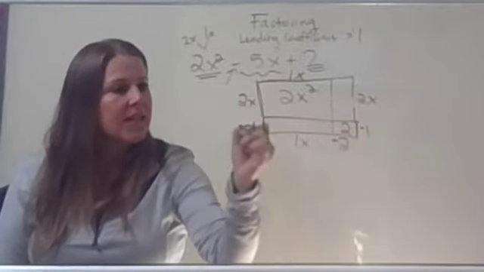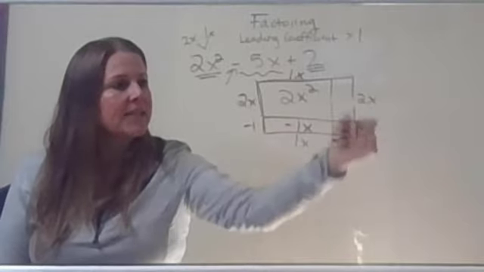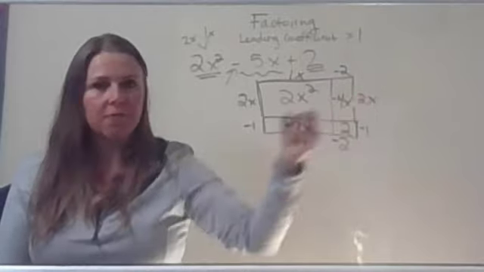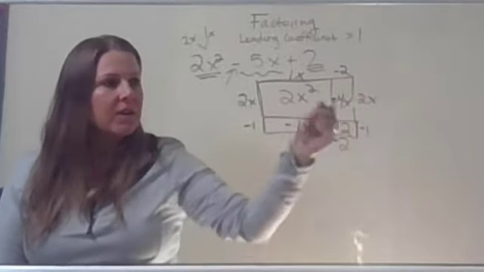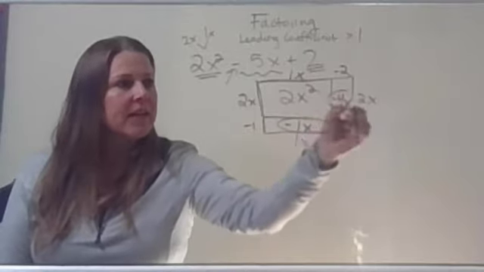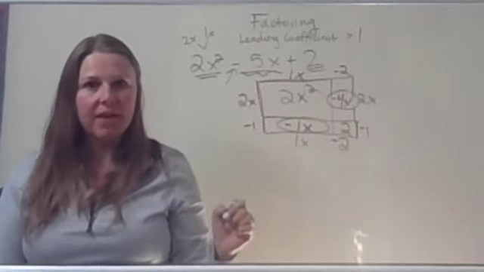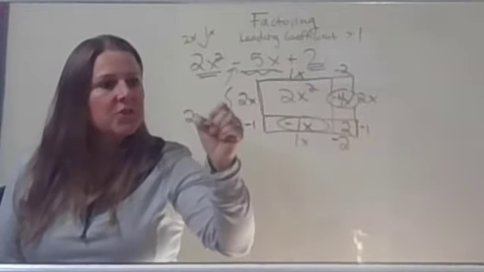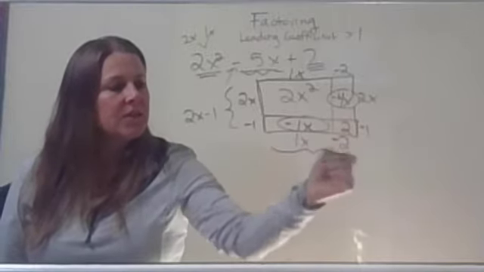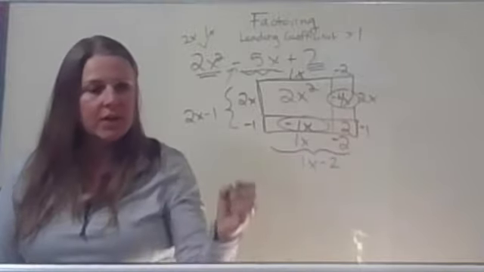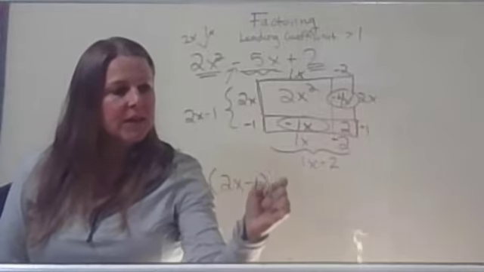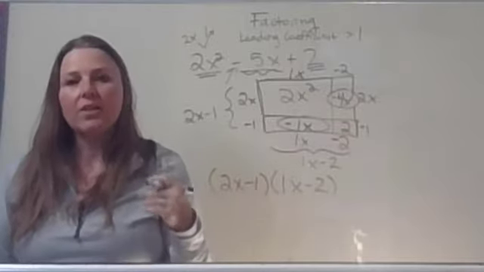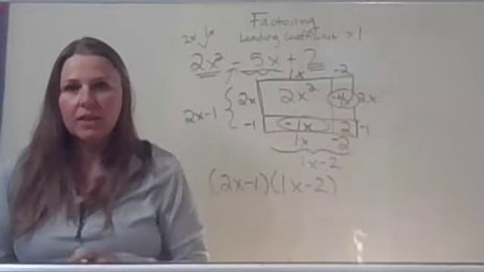So if this is a negative 1, we have negative 1x. And if this is a negative 2, negative 2 times 2x is negative 4x. So now the negative 1x and the negative 4x add to give negative 5x. So this dimension is 2x minus 1, and this dimension is 1x minus 2. So the factored form is 2x minus 1 times 1x minus 2. So that's another option of a way to factor this with a leading coefficient.